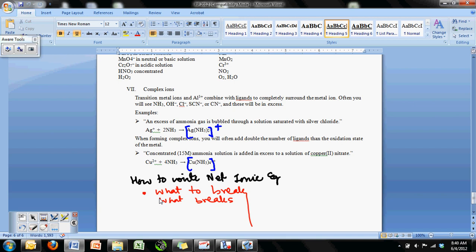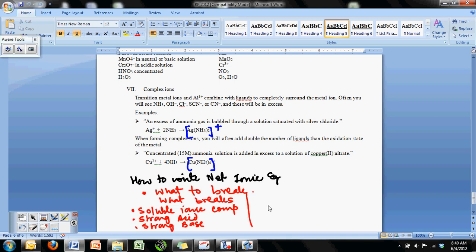Any ionic compound that's soluble. So soluble ionic compounds. How would you know if an ionic compound is soluble? Through solubility rules. Remember, I had shown you under double replacement there were solubility rules. So any soluble ionic compound will dissociate, strong acid will dissociate, and strong base will dissociate.